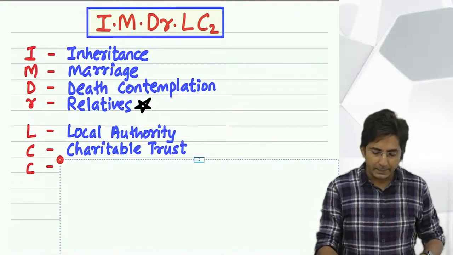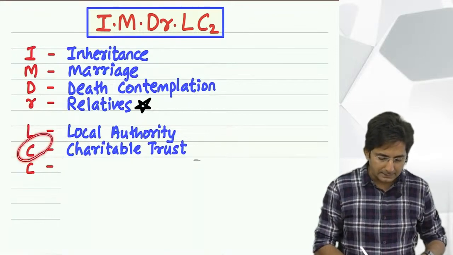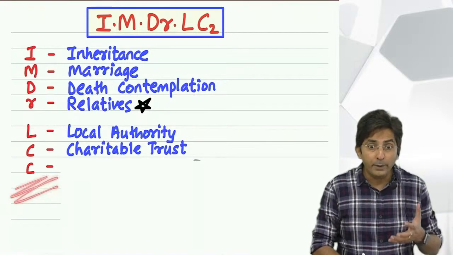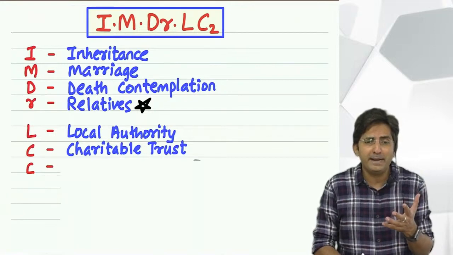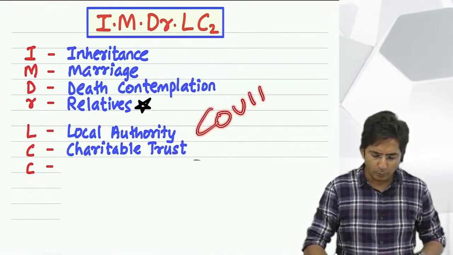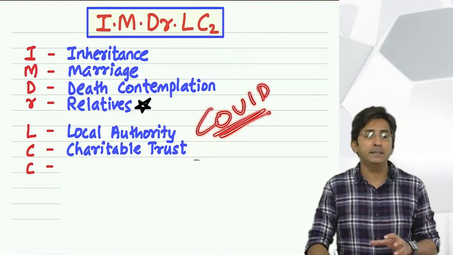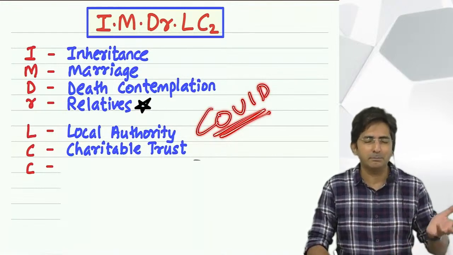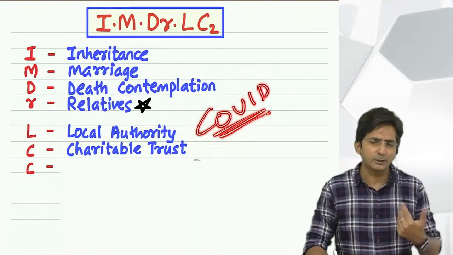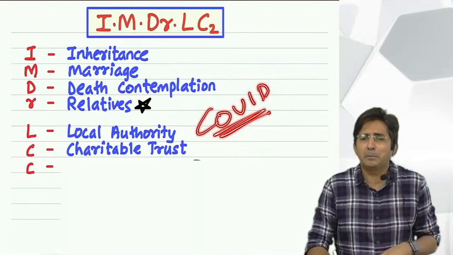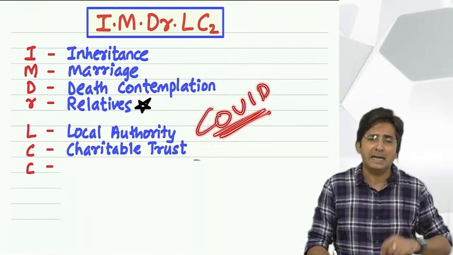So next was charitable trust. Now see, the last C stands for COVID. How can you forget COVID, that dangerous disease? So see, on account of COVID, imagine if someone has got COVID and for his treatment, he has got a gift. Gift means some sponsorship, some money. That is also exempt. For example, I got COVID and I don't have money for my treatment only. Someone gave me 23 lakh rupees.